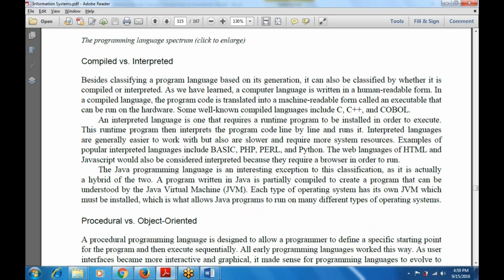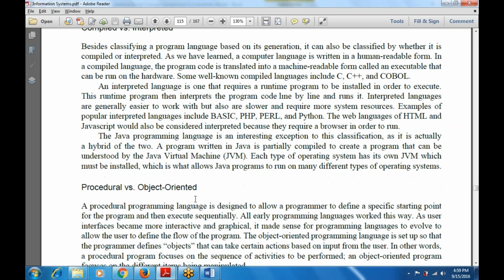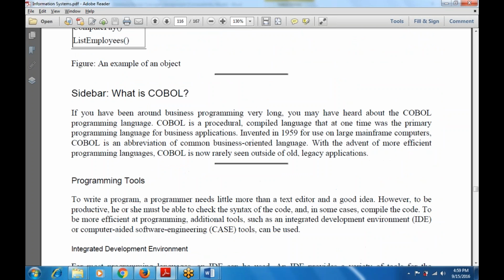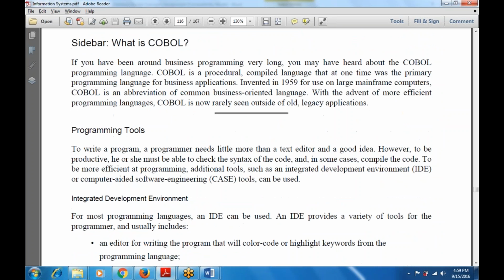Now, next is what is the difference between the compiler and the interpreter? Compiler means the whole program is compiled at one go, converted into binary language at one go. Interpreter means converting the program into binary language line by line. Then procedural versus object oriented, that is C and C++. What is COBOL? It is a procedural compiled language that at one time was used as the primary language for business applications, in the early days.